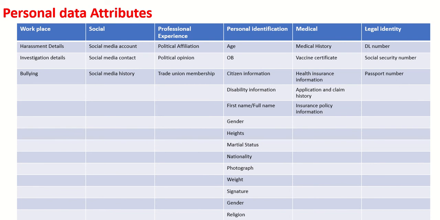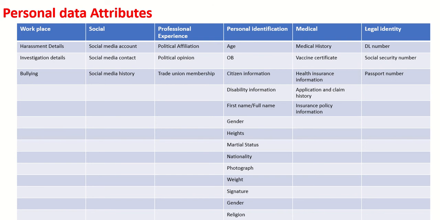Now coming to the medical part: your medical history and your vaccination certificate. Nowadays COVID vaccination certificates are being collected by organizations. This also comes under personal data. Your health insurance information, your application and claim history: if you have taken health insurance and make claims on it, this is also personal data. Your insurance policy information also comes under personal data.